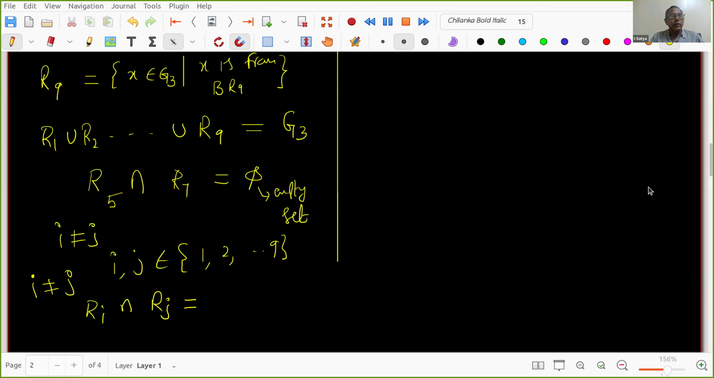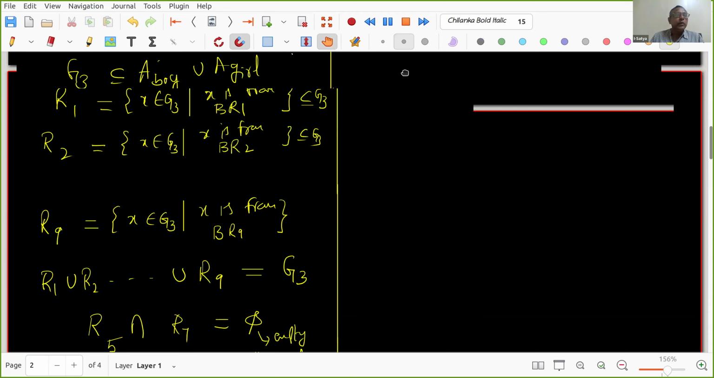So R1 intersection R2, R3 intersection R5, any two elements you take, what will their intersection be? Only that I am asking. Those who are not ticking, I will ask. Shivali Thakur, room number 4, you have not ticked. Tell me the answer. What is Ri intersection Rj? Empty set, right? Then why did you not tick? You know the answer, right?